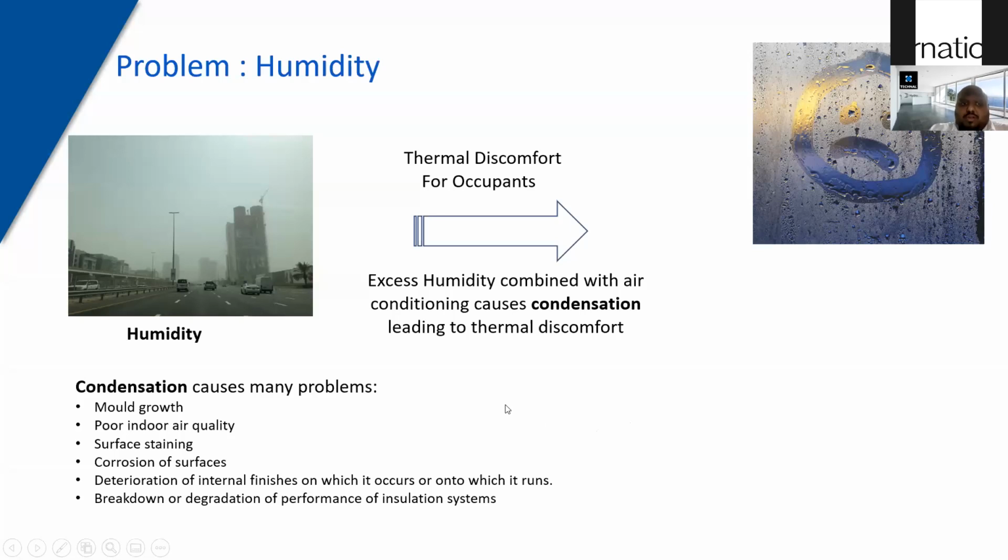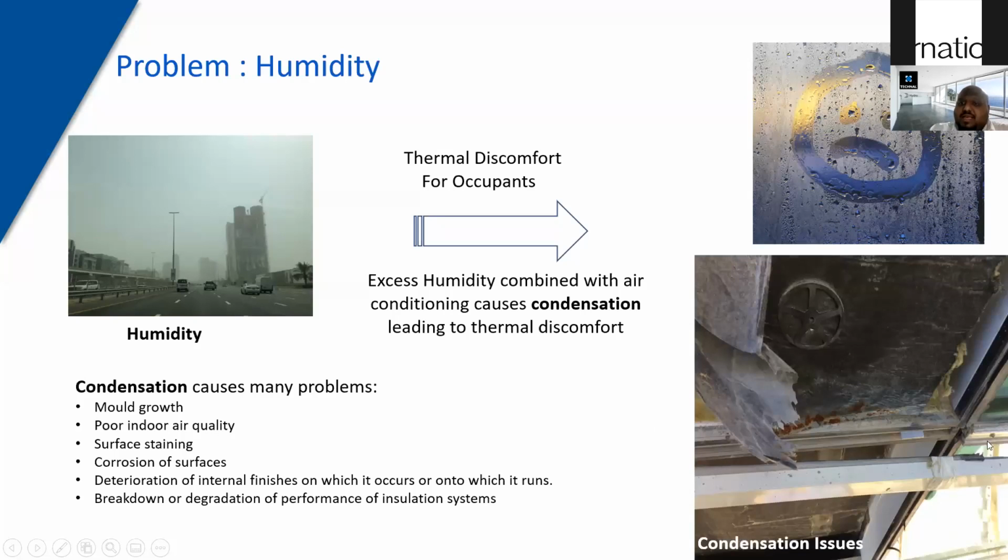Surface staining, corrosion of surfaces, deterioration of internal finishes, and breakdown or degradation of performance in the insulation system. So essentially, we took a picture of one of the projects we were investigating, a failed facade, and thanks to condensation, there's been constant staining. As you notice here, all your panels experience bimetallic corrosion, and over a period of time these panels tend to wither out and also pose a potential risk to health and safety.